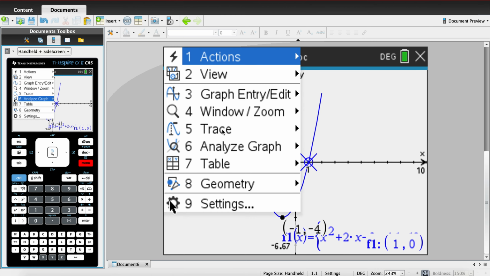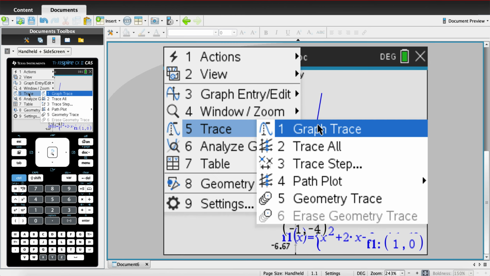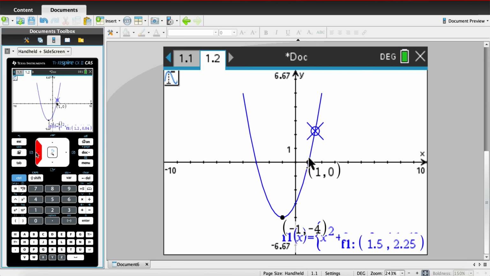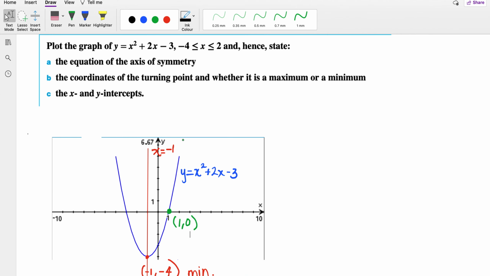Menu. Trace. It's not allowing me to move. Okay, good. But now I want to trace again. Allow me to move. There we go. And down, down, down, to the other side, to the other side. And if I press there, -3, 0. Fantastic.